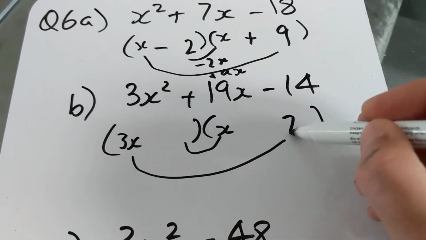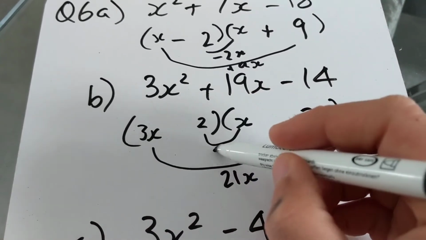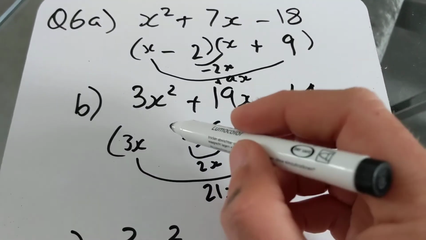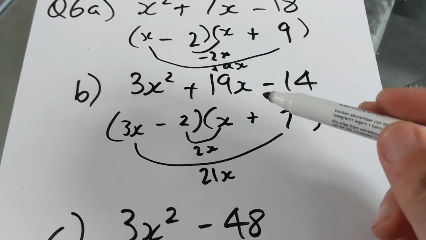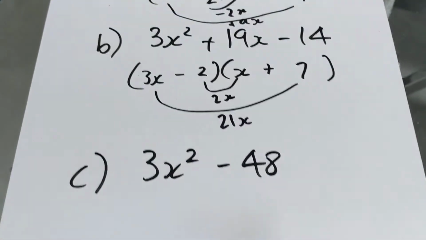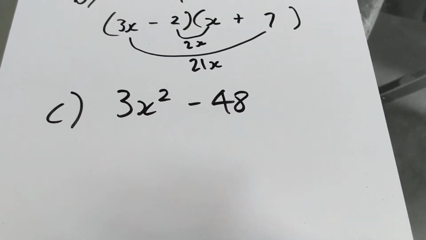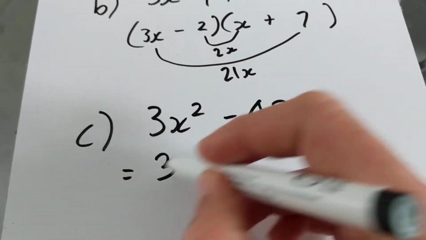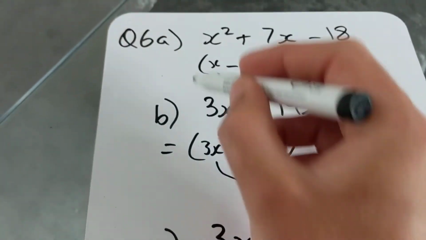But if I put a 7 here, that would give me 21x, and a 2 here, that would give me 2x. I want to get 19x, so I'm going to take away the 2 and add the 21, because minus 2 plus 21 is 19, or 21 take away 2 is 19. And there's your answer. Part C, people sometimes miss a part in part C here. There is a common factor because 3 goes into 48. So you should start this one with 3 bracket x squared take away 16.